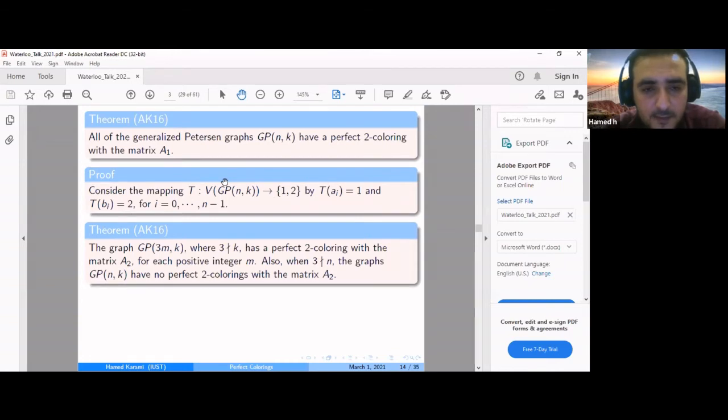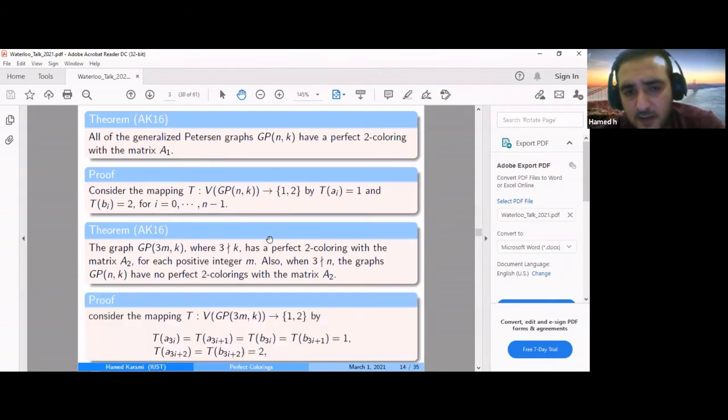The second theorem is about perfect two colorings with the matrix A2. The graph GP(3m, k), where 3 doesn't divide k, has a perfect two coloring with the matrix A2 for each positive integer m. And when 3 doesn't divide n, the graph GP(n, k) has no perfect colorings with the matrix A2.